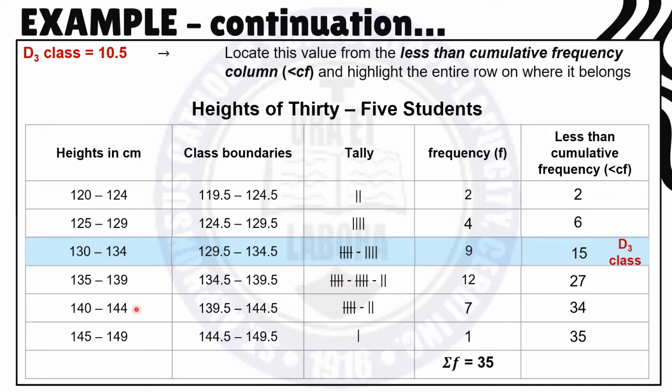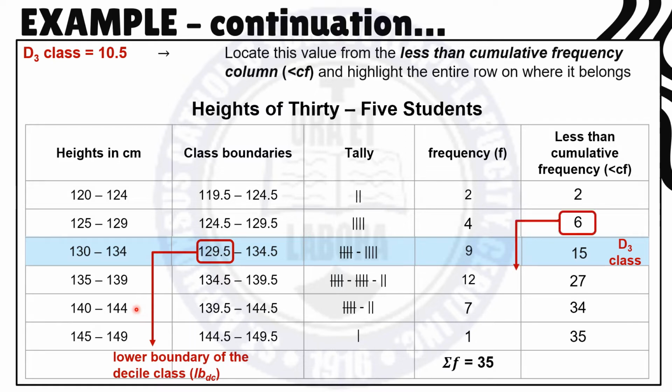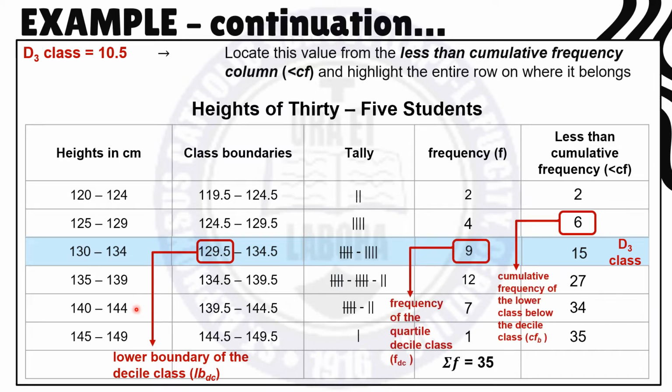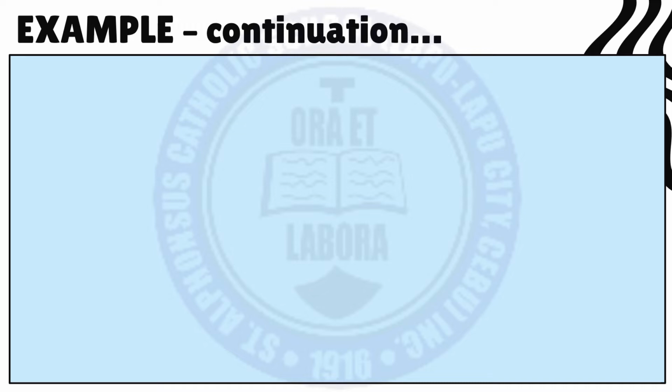And we have to find the following values. So we have 129.5, which will be our lower boundary of the decile class. 6 will be our cumulative frequency below. And then we have 9, which is our frequency of the decile class. So we have here the following values needed to solve the decile of the group data.